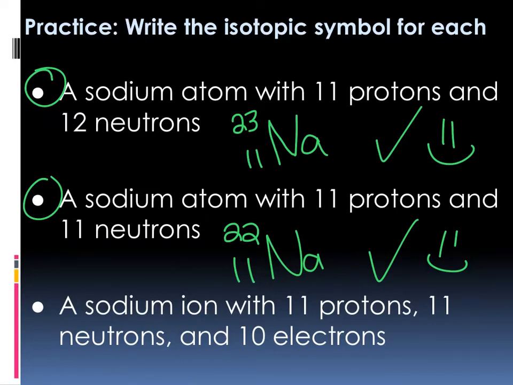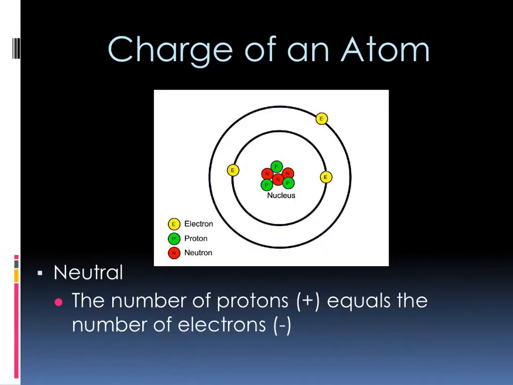The last one we're going to get to, this one would look like this. Na with 11 protons, 11 neutrons, making a mass number of 22, and 10 electrons. Well, we already said that electrons and protons should be equal to one another, but they're not in this case. This one has one less. So that means this would be sodium plus 1. And we'll talk about how that was created in just a sec.